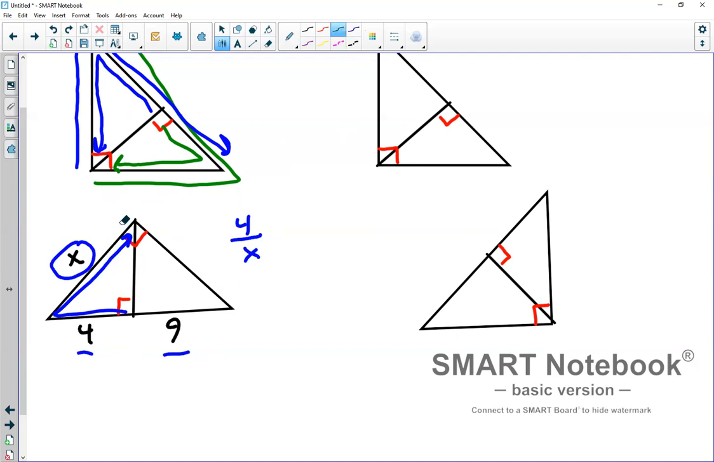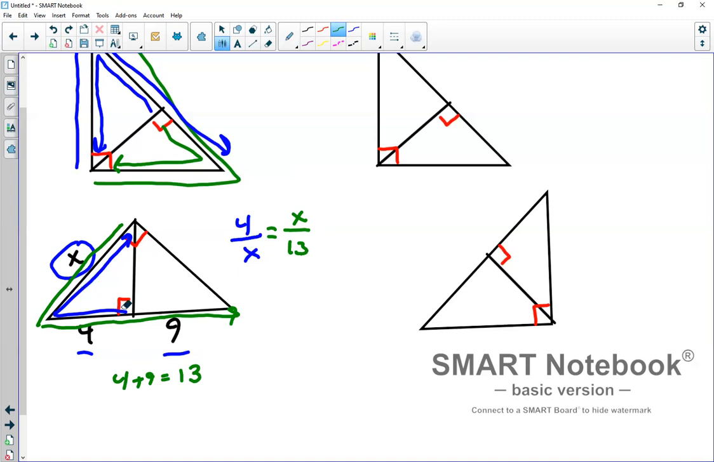Then the reverse. Starting from the hypotenuse, or from the right angle, I'm going to go back down the leg. So it's 4 over x, because I went 4 first and then up x. Now when I come back, it's going to be x versus the whole thing. What is the whole thing here? 4 plus 9, 13.